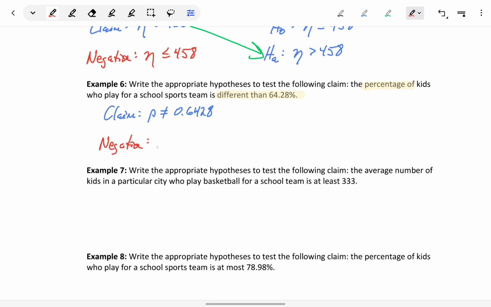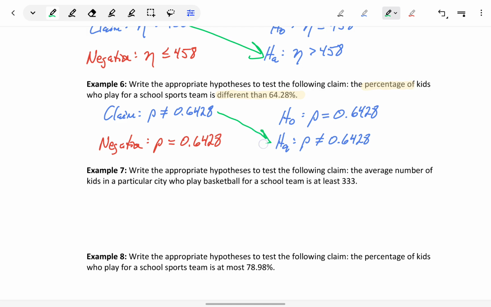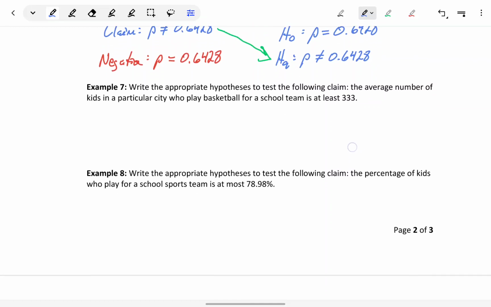The negation there would be P is equal to 0.6428. So our alternative hypothesis becomes the statement with a strict inequality. And our null hypothesis is the statement with some equality, which in this case is already exactly equal to 0.6428. Again, the claim became the alternative hypothesis, but in the next two cases, that won't be true.